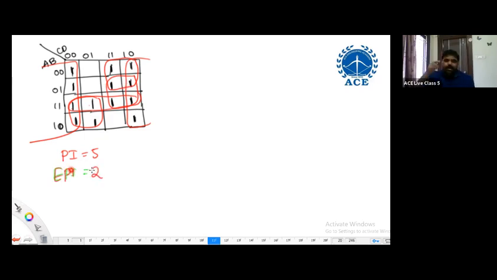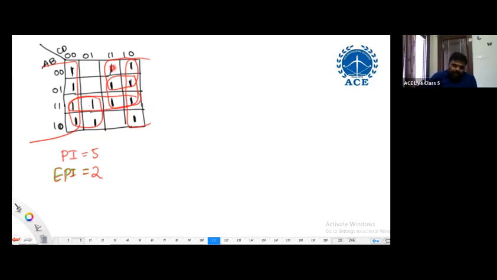How many essentials? Two essentials. Any doubt in that? The number of groupings with special cubes is equal to the number of essential prime implicants. Yes, the octave has a special cube, this quad has a special cube, and this quad has a special cube. Yes, all these are essential.